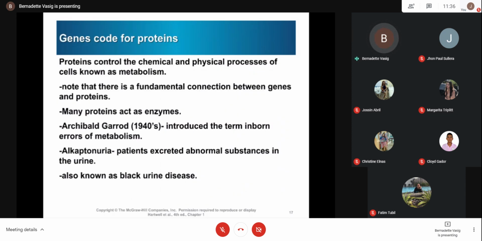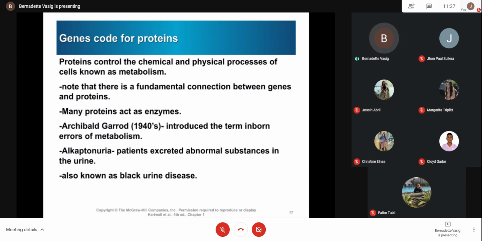So genes code for proteins. Proteins control the chemical and physical processes of cells known as metabolism. That's why proteins are very important. Okay, and then some of these proteins act as enzymes. Remember, proteins are classified into 8 types based on their physiological function. Okay, so Archibald Garrod introduced the term inborn errors of metabolism, which can be caused by abnormality on the protein that is produced by a particular diseased organism.